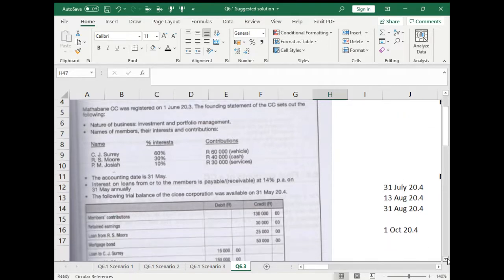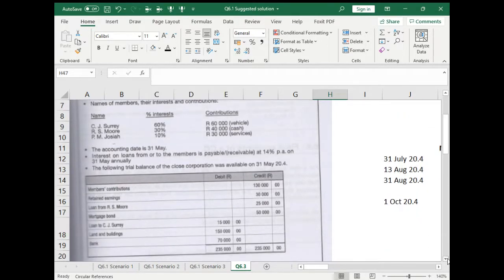Then they give you the trial balance as at the 31st of May. Now that's before the additional information underneath it has been taken into account. So from that you will see they give you totals. Members' contribution is 130,000, but that is made up of this contribution here at the top, which is 60,000, 40,000, 30,000. Okay, then retained earnings. To work out the opening retained earnings per person, you will have to take their percentage interest to allocate to each and every member.